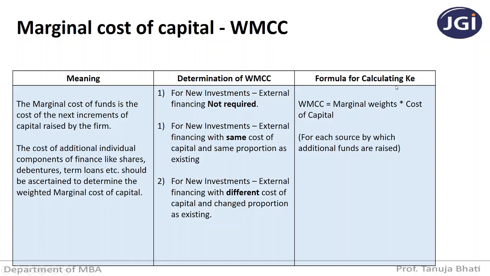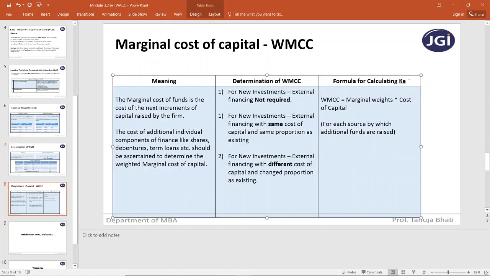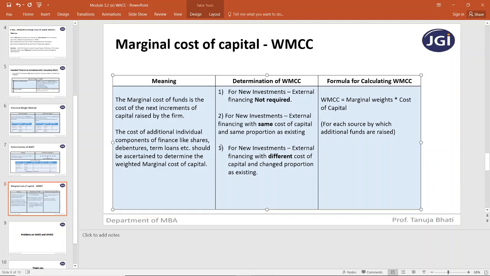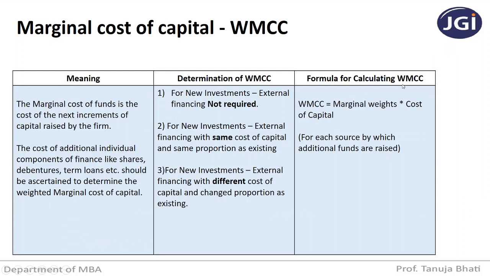Now, what is the formula for calculating the KO in this case? So it is the formula for calculating the weighted marginal cost of capital. This is 2 and this is 3. So what is the formula for calculating weighted marginal cost of capital? It is marginal weights into the cost of capital. Marginal weights are the additional weights. Okay, and you know that weights are always calculated based on the amount. This marginal weight will be calculated based on the additional amount that the company requires. So for each source by which additional funds are raised, you are going to calculate individually and then add it up, and then you are going to get the weighted marginal cost of capital.